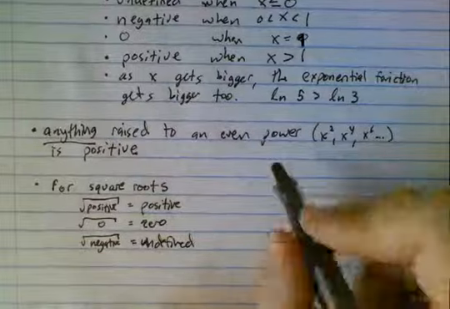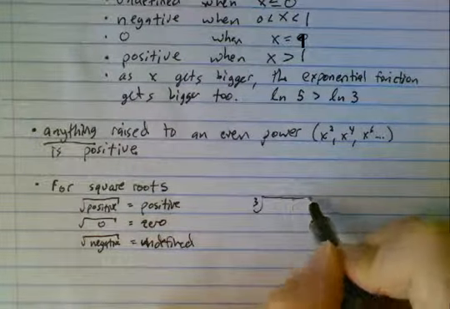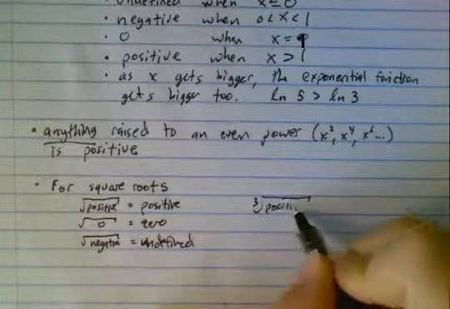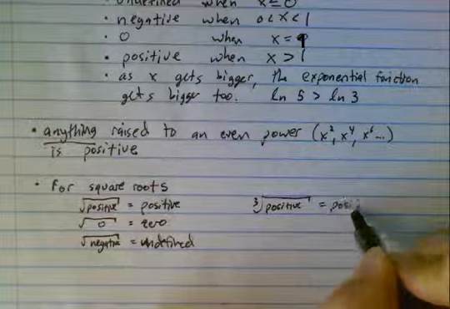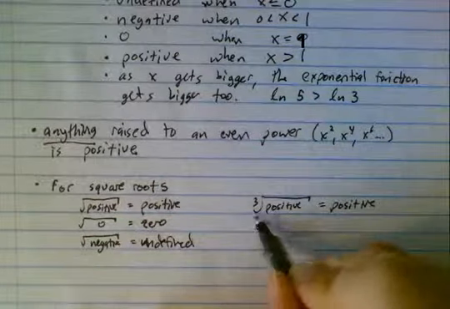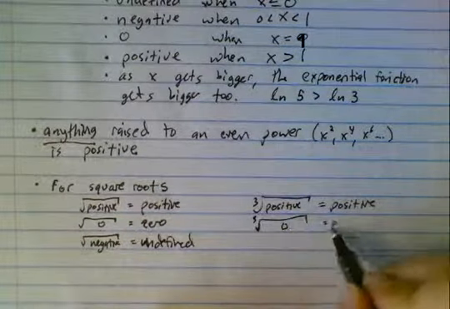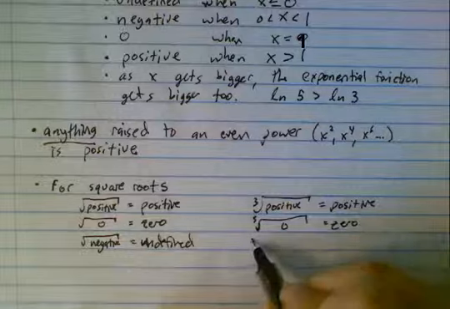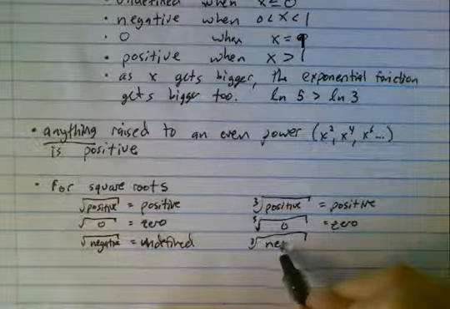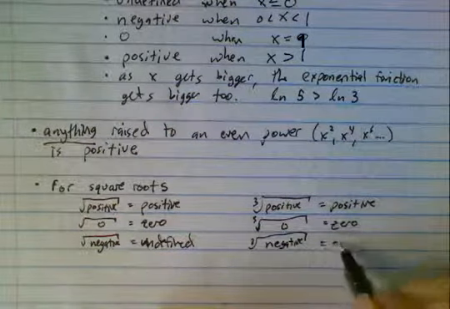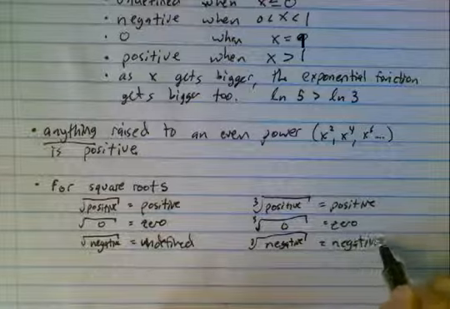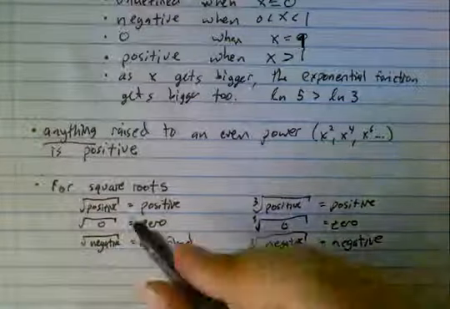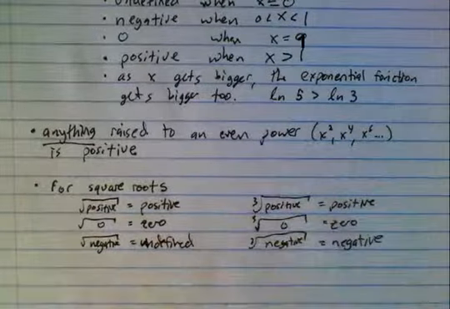However, for cube roots, cube root of a positive is positive. Cube root of 0 is 0. Cube root of a negative, still negative. This holds true for all odd roots. This holds true for all even roots.